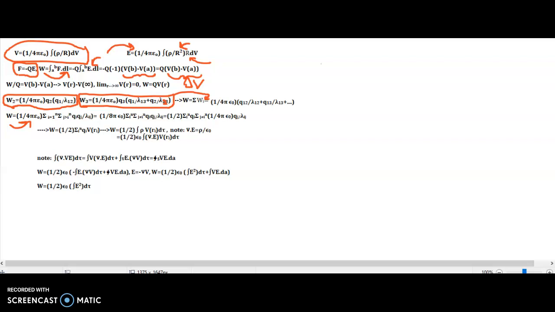However, I can slightly modify the second summation such that it becomes for all j not equal to i, and as a consequence, I'll then be double counting. So I won't only have q12, but also q21, and to compensate for those extra terms, I include a factor of 1/2, hence the 1/8 pi epsilon naught.